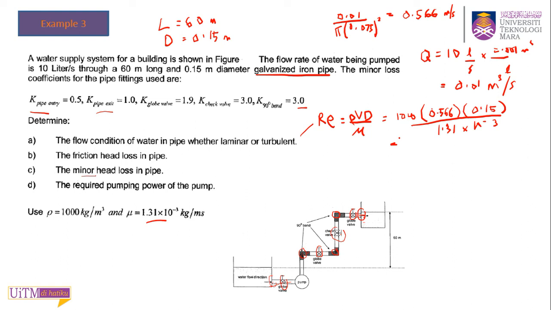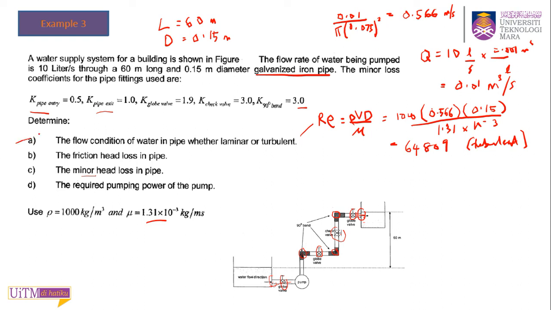So 1.31. So you get 64,809. So this is turbulent. Okay, so you settle number 1.